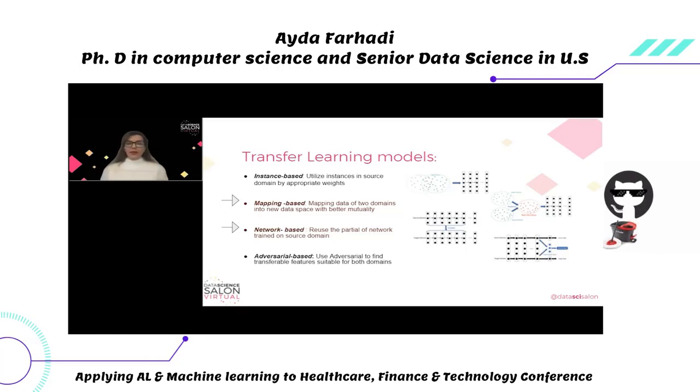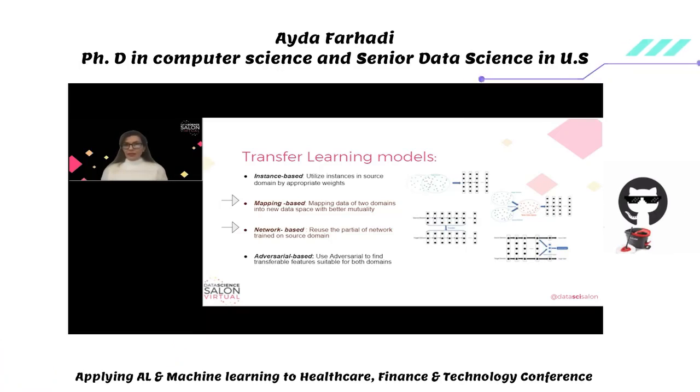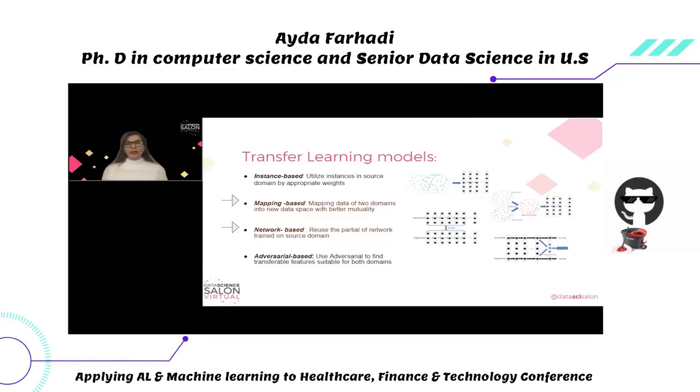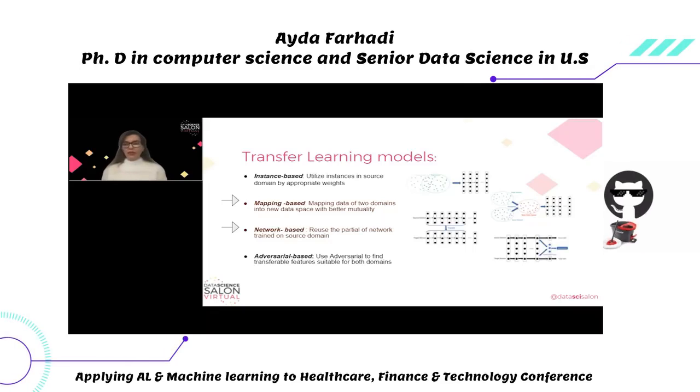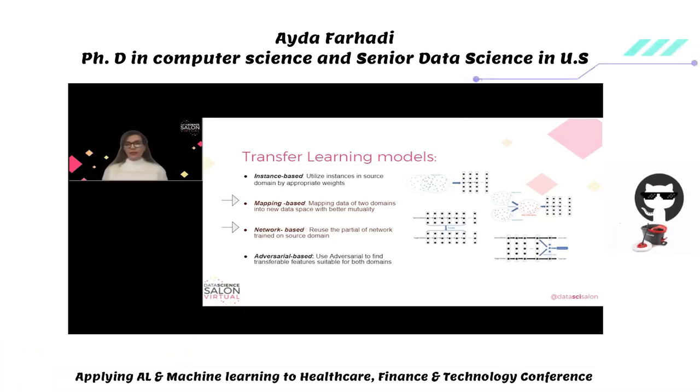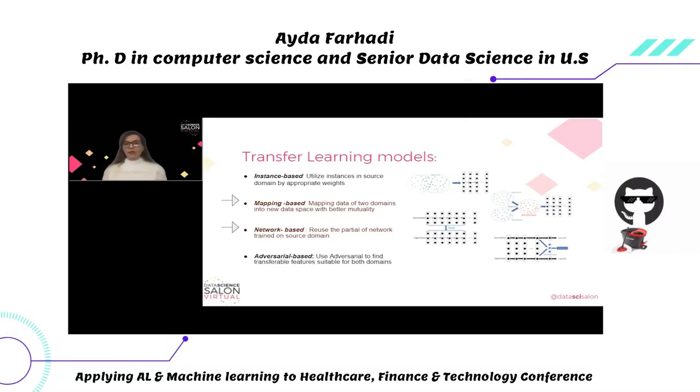The last one is adversarial-based transfer learning, which uses an adversarial method in order to find the instances that are more transferable to the target. This just appeared after GANs started showing up, so there is not much transfer learning research going on with adversarial-based transfer learning, but there is an opportunity to explore this area more and do more use cases in this area.